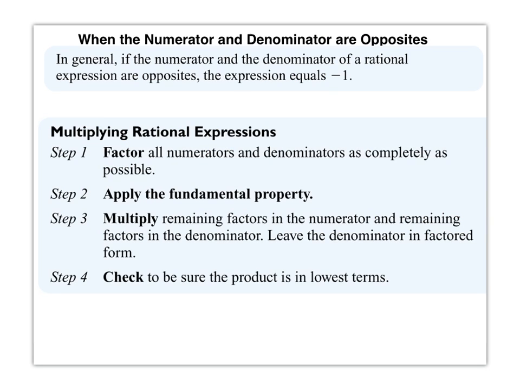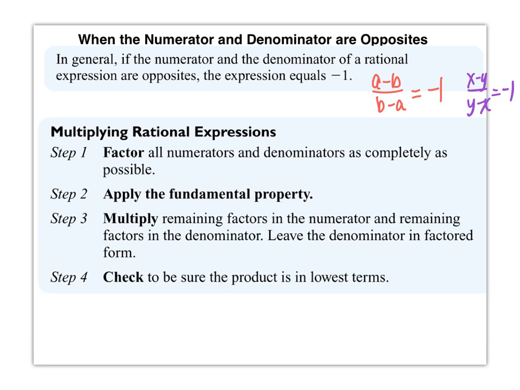When the numerator and the denominator are opposites, in general, if the numerator and the denominator of a rational expression are opposite, the expression equals -1. That takes us back to the two previous examples where we had a minus b over b minus a. These are opposites, so we can say that simplified to a -1. Additionally, in the second example on the last page, we had an x minus y factor and a y minus x factor, and that simplifies to -1.